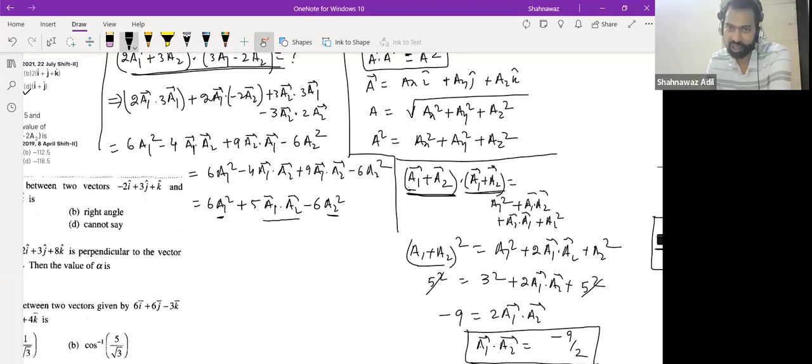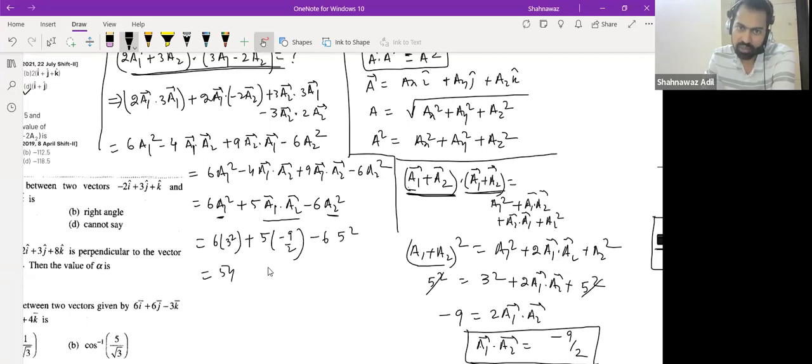So this was the missing link, right? So now we can plug in the value. So this is 6, 3 square plus 5, A1 dot A2 is minus 9 by 2, right? And minus of 6, 5 square. So this is 54 minus 45 by 2, and this is minus of 150, right? So 25 into 6. So 54 minus of this is 300, 45 plus 300 by 2.